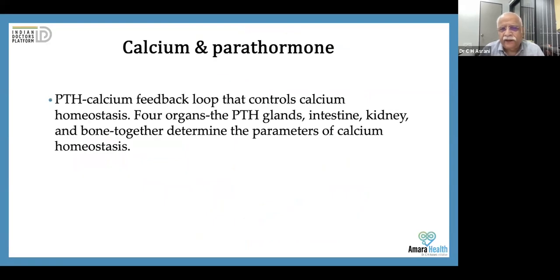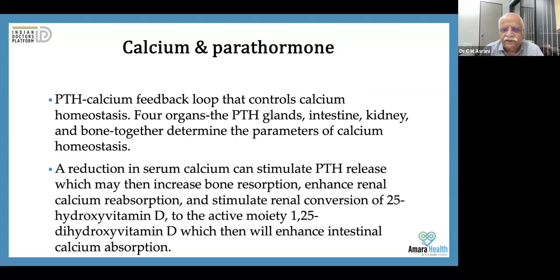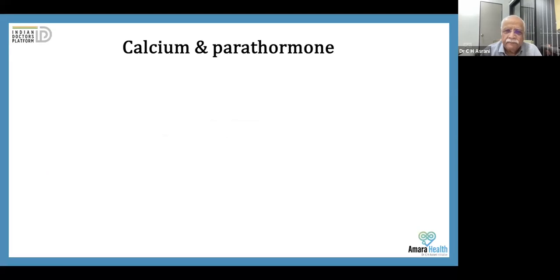Parathyroid calcium feedback loop controls calcium homeostasis. 4 organs, as I said: parathyroid gland, intestine, kidney, and bones. A reduction in serum calcium stimulates parathormone release, which increases bone resorption, enhances renal calcium reabsorption, and stimulates renal conversion of 25-hydroxyvitamin D to the active moiety 1,25-dihydroxyvitamin D, which will then enhance intestinal calcium absorption.